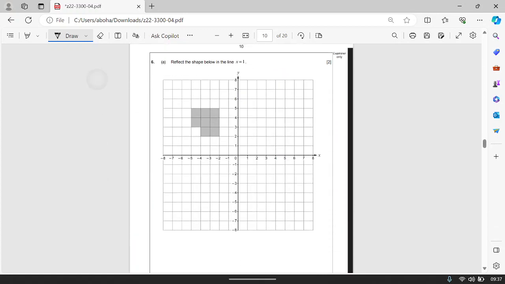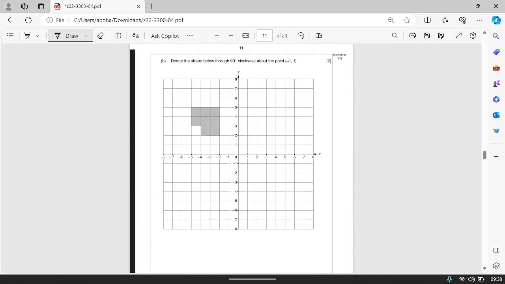So the next one, question 6, is going to be your standard questions on reflection. X is equal to 1. So you go to that axis and you draw that line through the axis. So X is equal to 1, which goes there. Sorry, I know that's a bit untidy. And then, of course, you just reflect it. That's 3 away. That's 3 away. There, there, there, there, and there. And then you just join that up. And there you go.